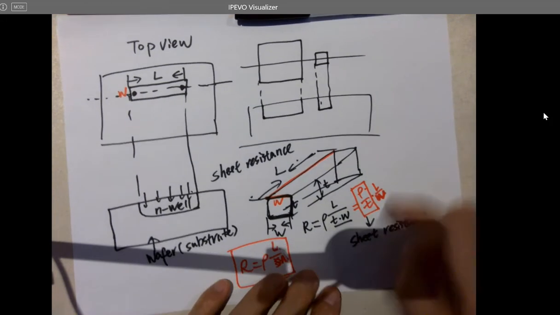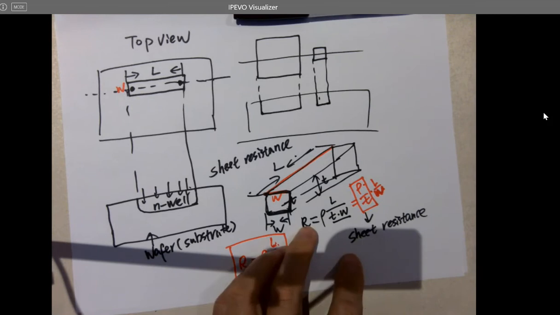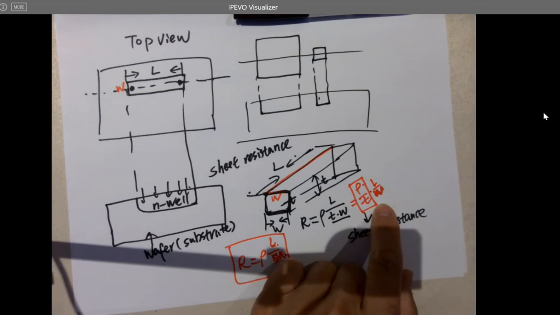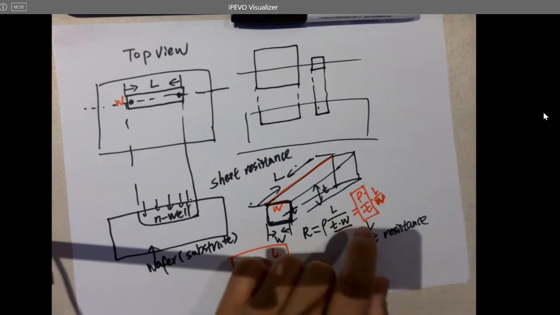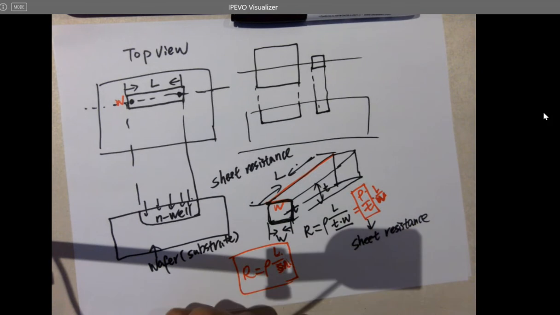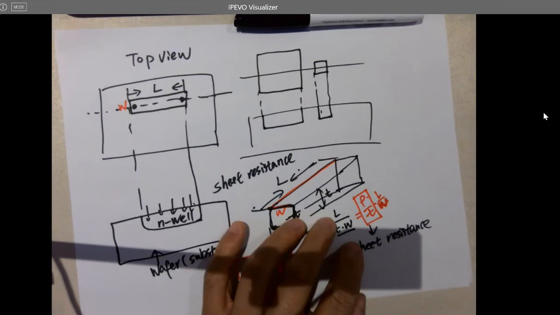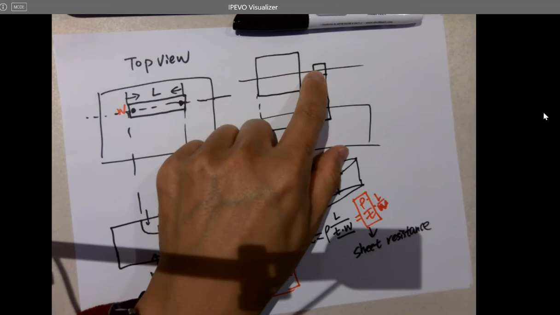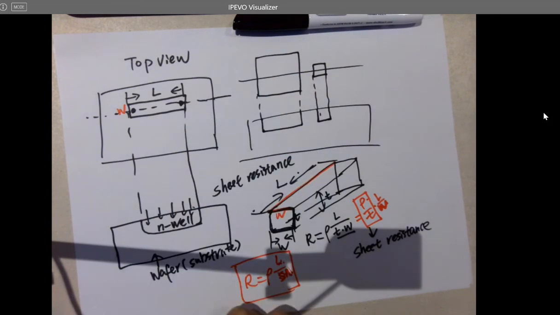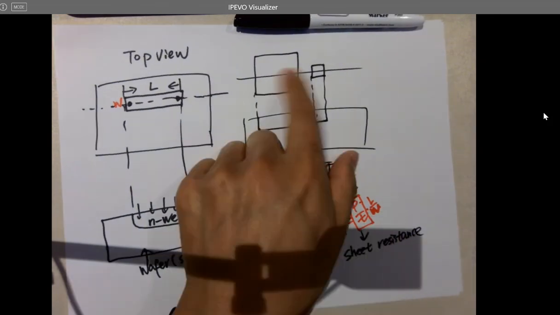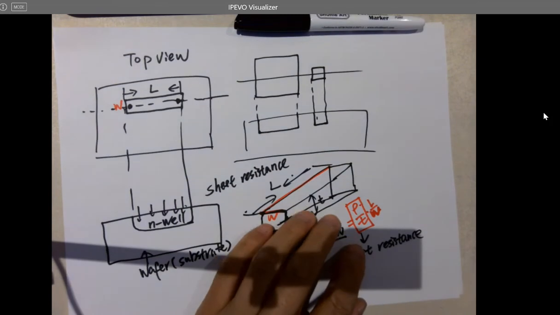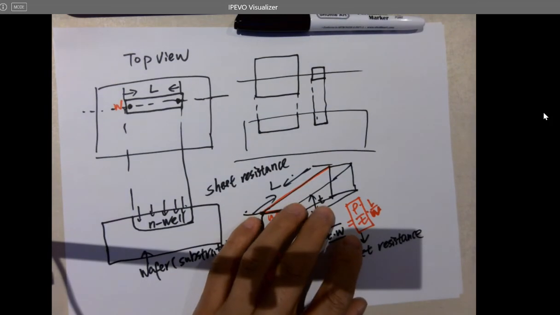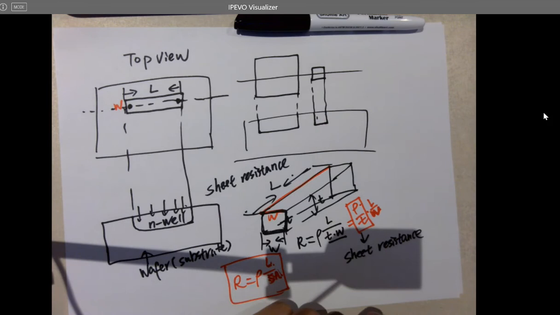What's the definition of the resistance of this material? What determines the resistance? L over W. Do they have the same L to W ratio? These two squares. Yes, they do. They are both one. So they have the same resistance.